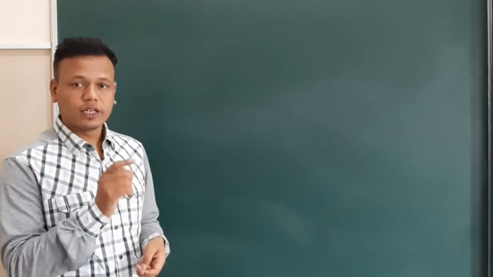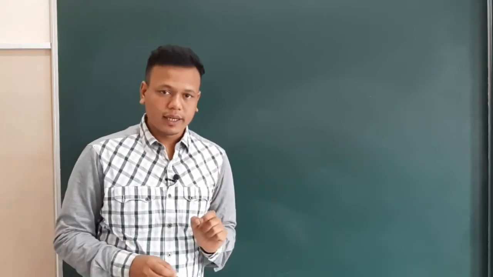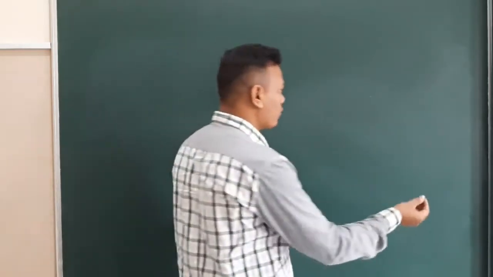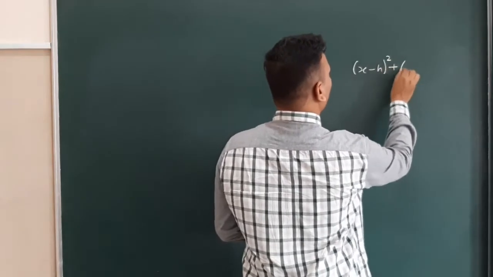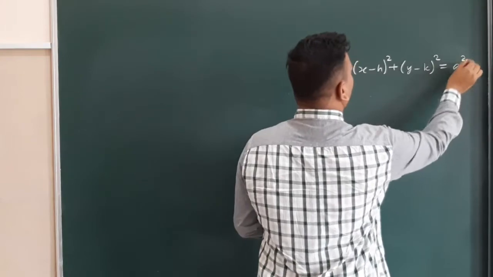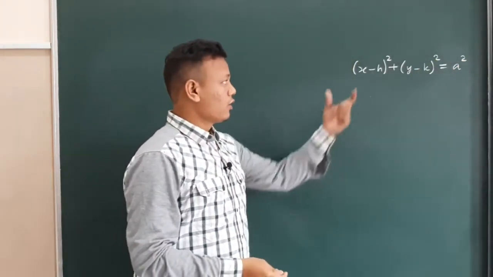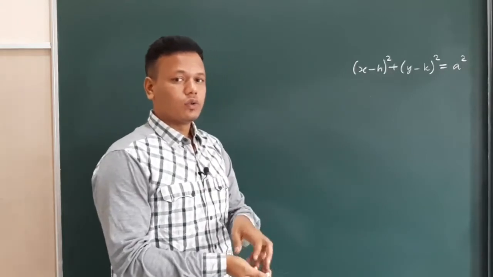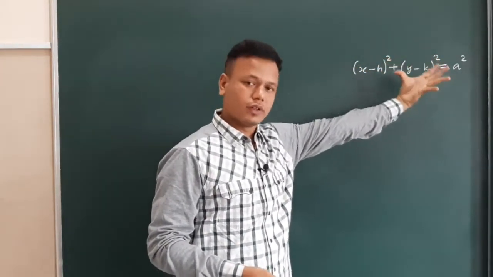The standard equation for any circle with center h comma k is given by (x minus h) whole square plus (y minus k) whole square equals a square, where a is the radius of the circle, right? So today also we'll continue with the same equation. We are going to work with the very same equation.